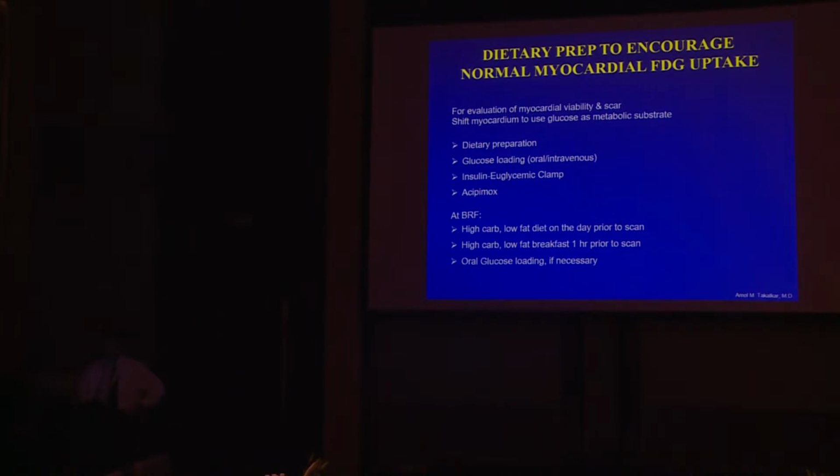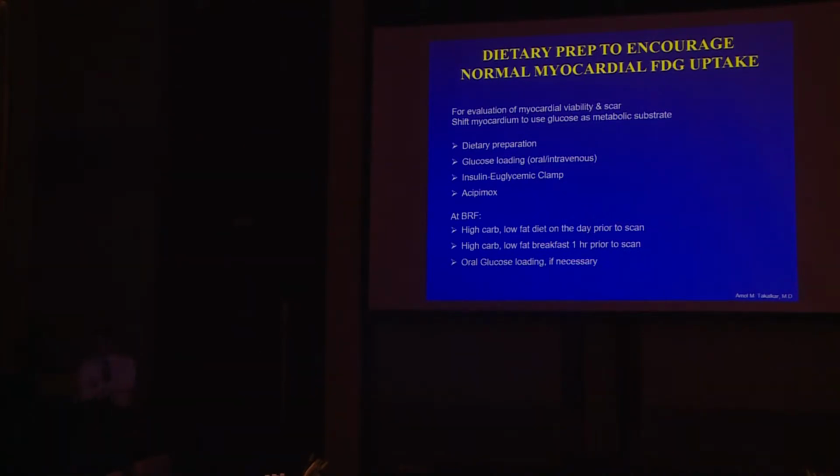There are various ways to encourage the normal myocardial FDG uptake. You could modify the patient's diet a day before the scan. You could try glucose loading, oral or intravenous. You could try the insulin euglycemic clamp method, which is very rigorous and not done on a routine clinical basis. Or you could use acipimox, which is unfortunately not available in the US. It is available in Europe though, so some people use it there.